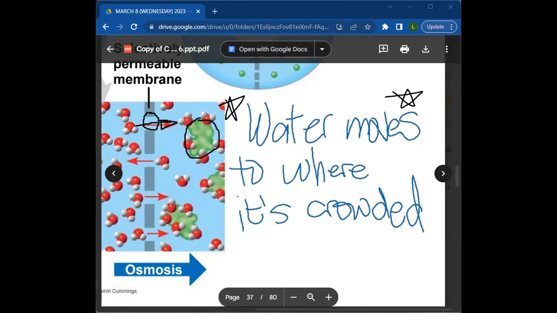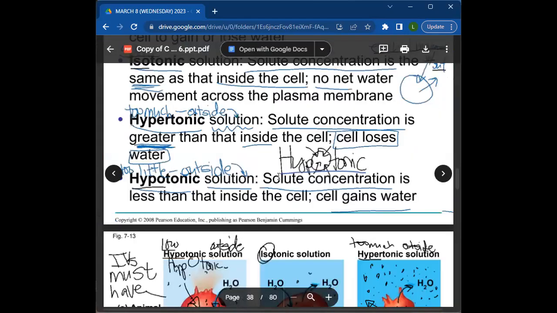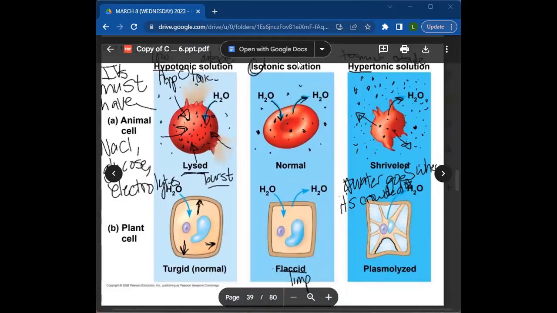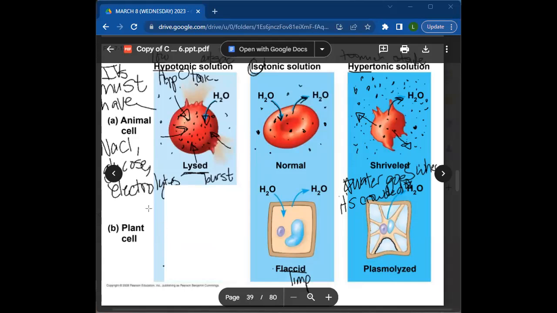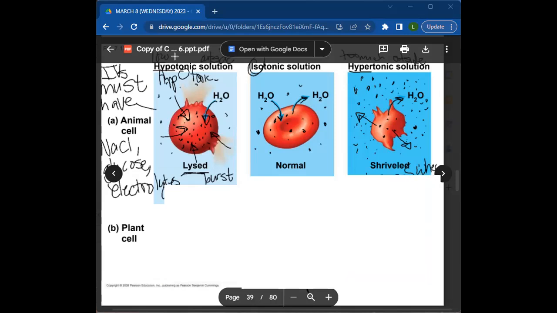Okay, then let's take a look at now the different types of solutions. The three different types of solutions are hypotonic, isotonic, and hypertonic. Do not worry about plants. We don't need to worry about that for the TEAS, so we can just ignore that. Let's definitely focus on just the animal cells.